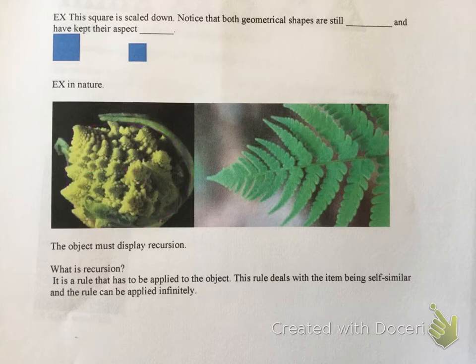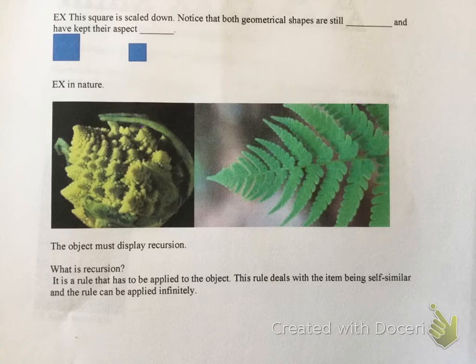And then if we look at the fern over here on the right, we have the larger piece here. And if you look at one of the branches on this leaf, it looks like the larger piece. And if you even look down smaller and scale it smaller, each leaf looks like the larger piece. So that's showing self-similarity, and it's also showing scaling down in this case.